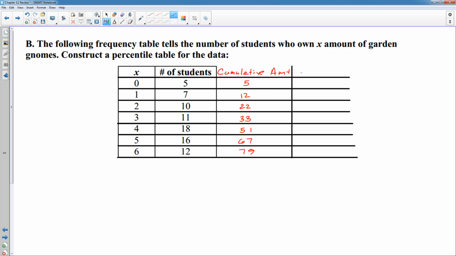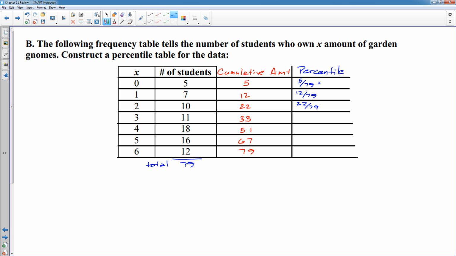And then to get the percentile, you simply take that cumulative amount divided by the total number of students. So there are 79 total. And so my percentile for 5 is simply going to be 5 divided by 79. And then I'll do 12 divided by 79. Then I'll do 22 divided by 79, and so on and so forth. And we will simply punch these in the calculator.